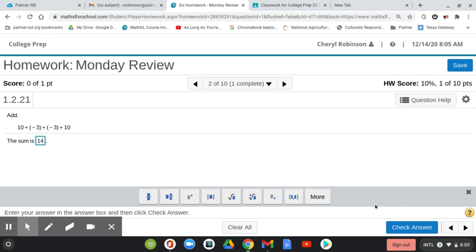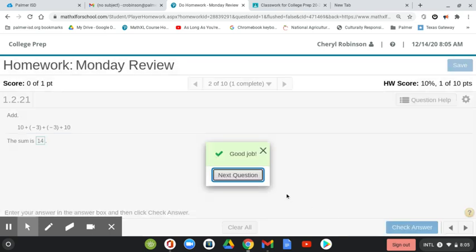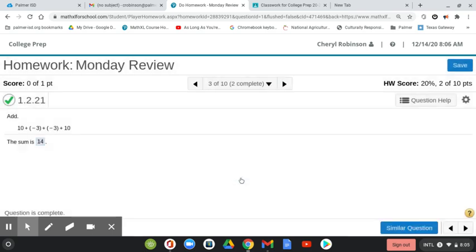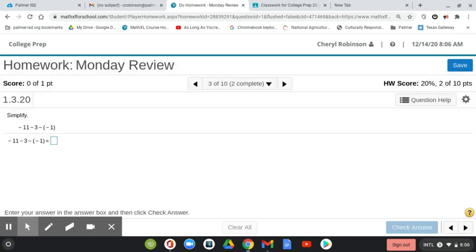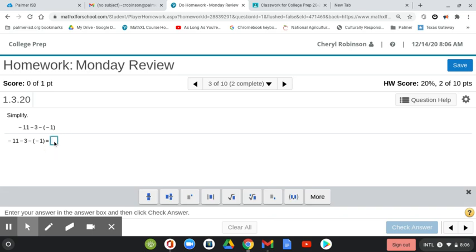By the way, you should be able to do Monday's review without a calculator. Please try this without a calculator. It will help build your arithmetic skills. So negative 11 minus 3 minus a negative 1 is the same as negative 11 minus 3 plus 1. And that would be negative 11 minus 2, making negative 13.